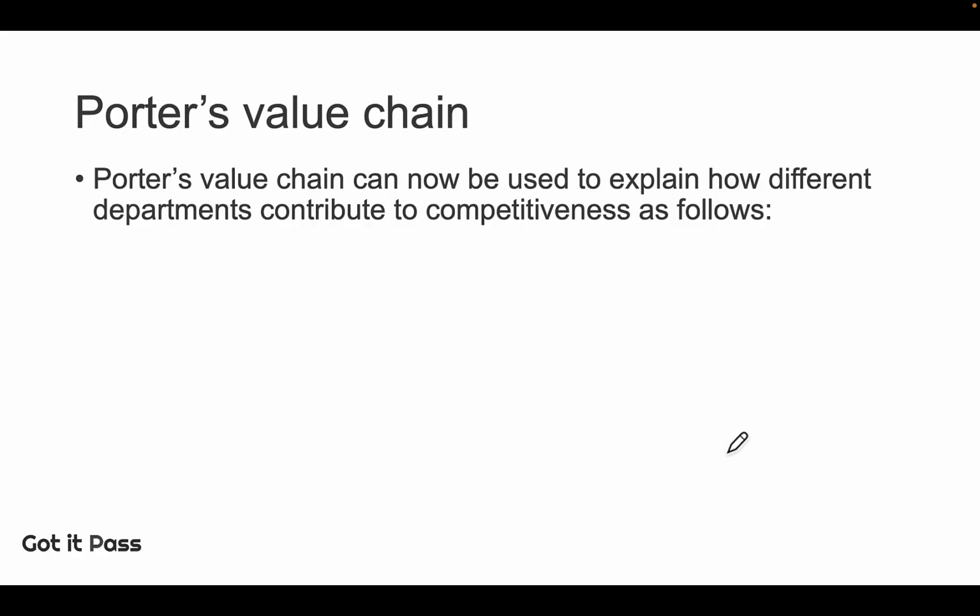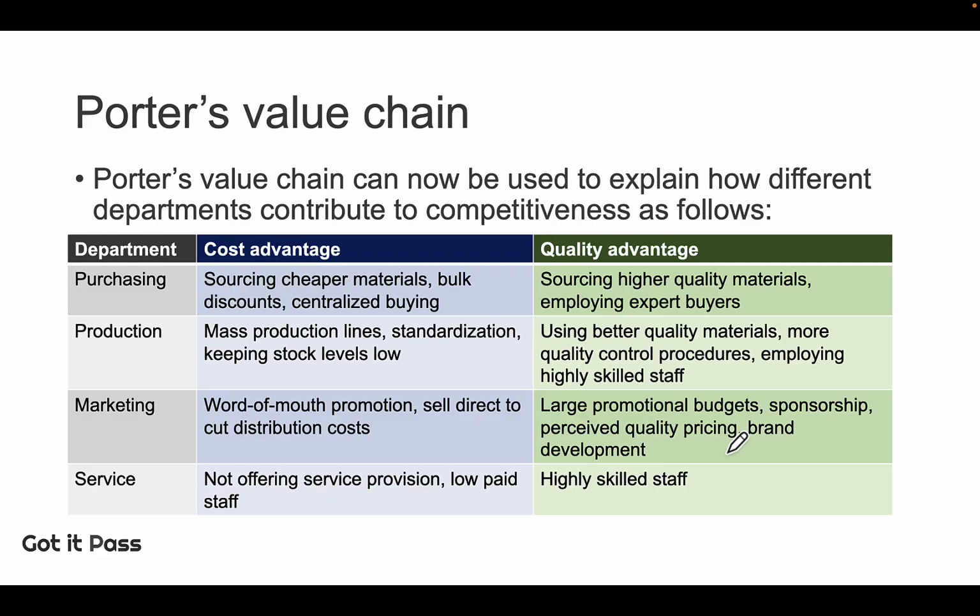And after discussion of the primary activities and the secondary activities, now you can see Porter's value chain, the overall picture, and it can now be used to explain how different departments contribute to competitiveness as below. We have different departments. We discussed the purchasing department, the production, marketing, and service, and how these departments contribute to competitiveness.